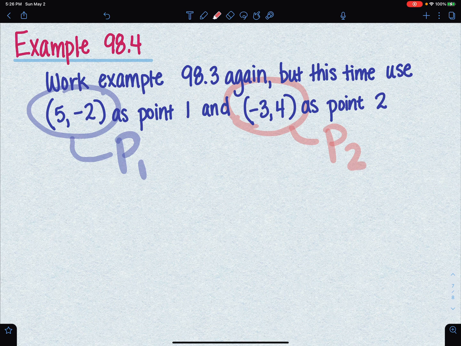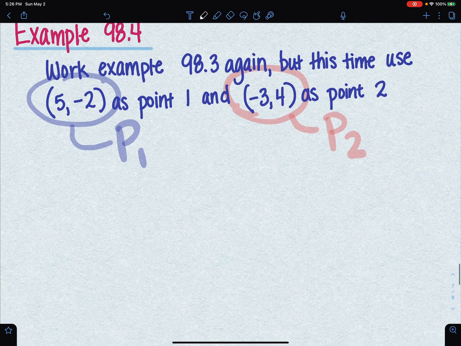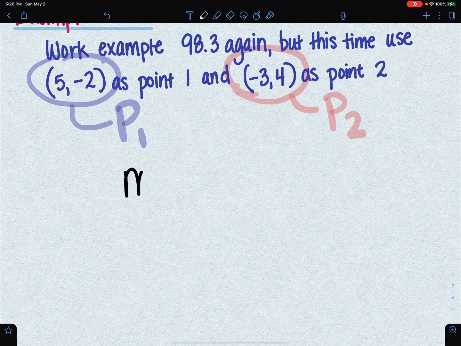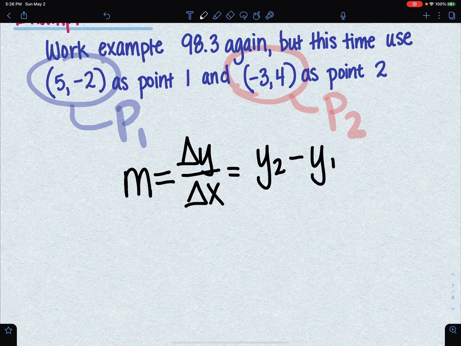Okay, so think in your head, what's going to happen? Is your slope going to be the same, or is your slope going to be different? Does it matter which one you pick? The theorem told us that it doesn't matter. So we should get the same slope. But let's see if we do. So let's write the formula first. Your teacher next year is going to love you for writing the formula first. Change in y over change in x, right? Or you can say y2 minus y1 over x2 minus x1.